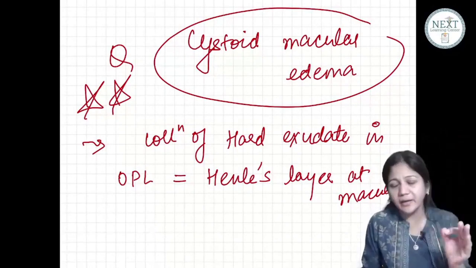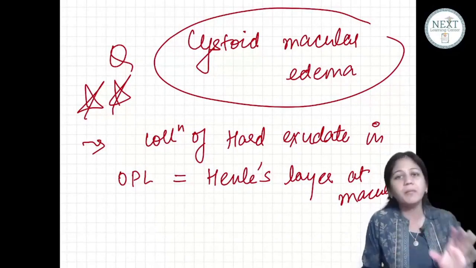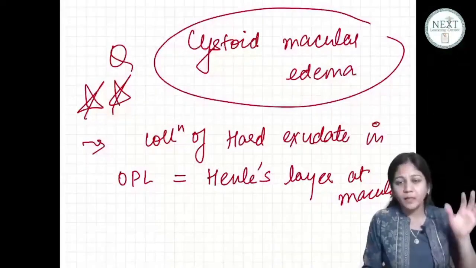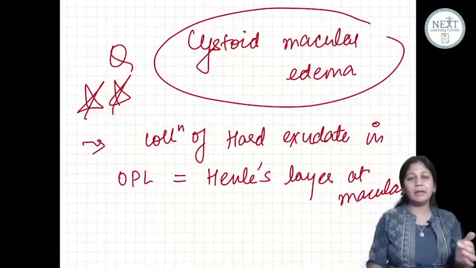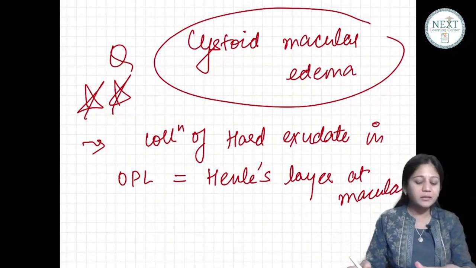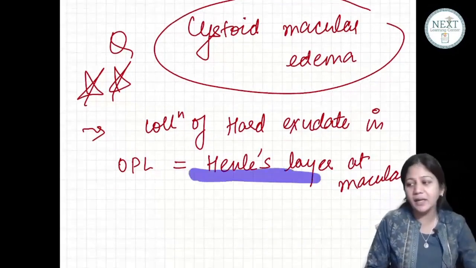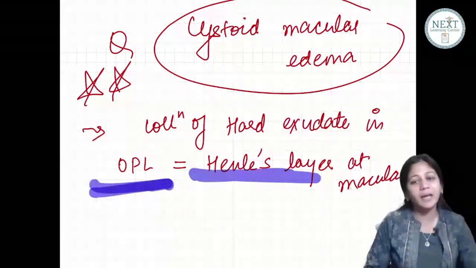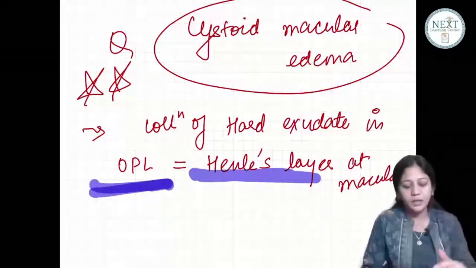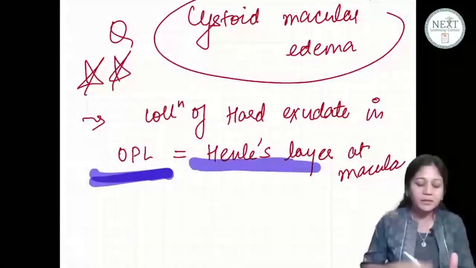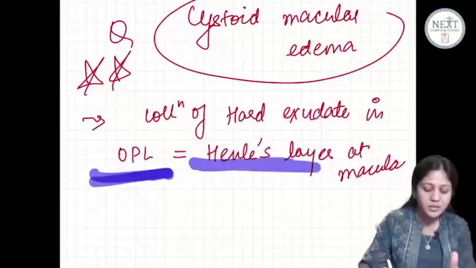there is a risk of vision loss, because they are right there in the macula. Have you understood? So Henle's layer is a special layer, the outer plexiform layer at the level of the macula. Please remember the name Henle's layer. It is your outer plexiform layer at the macula. Now, what you have to remember is the different causes of cystoid macular edema.